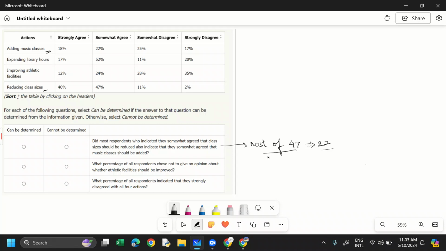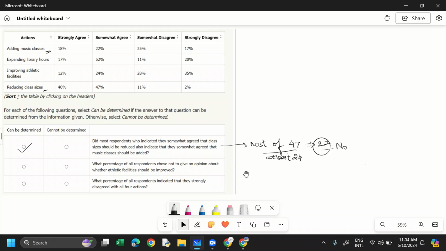Most of 47 means at least 24. So at least 24 of them should somewhat agree. The clear-cut answer is no, because there are only 22. Even if all these 22 are part of this 47 group, still it does not make that most of 47. So the answer is clear-cut no, and it can be determined.